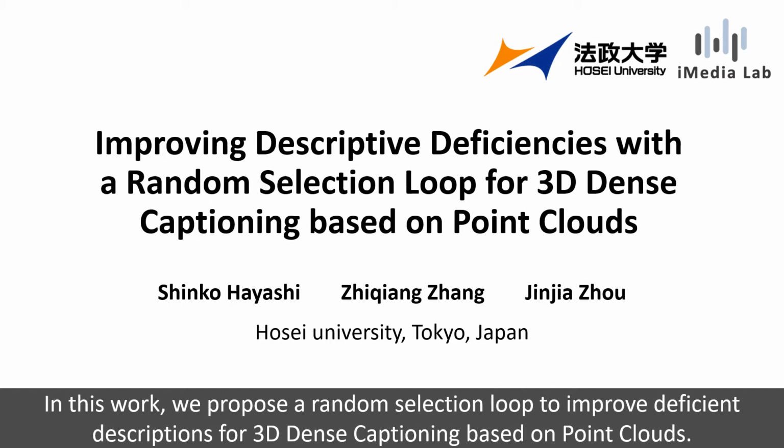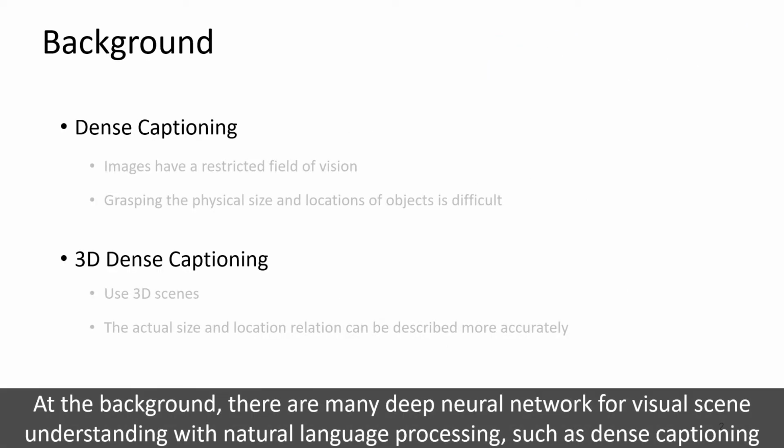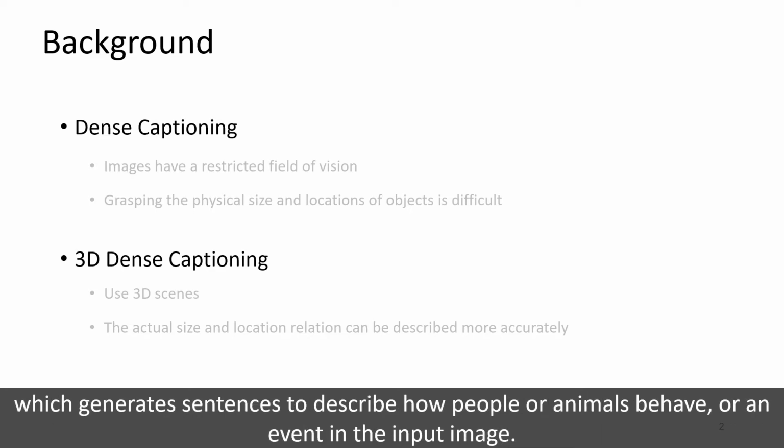In this work, we propose a random selection loop to improve deficient descriptions for 3D dense captioning based on point clouds. In the background, there are many deep neural networks for visual scene understanding with natural language processing, such as dense captioning, which generates sentences to describe how people or animals behave, or an event in the input image.